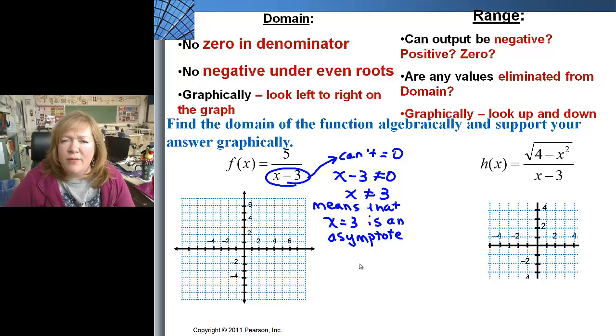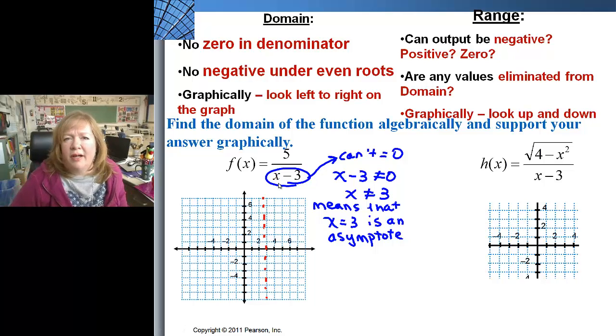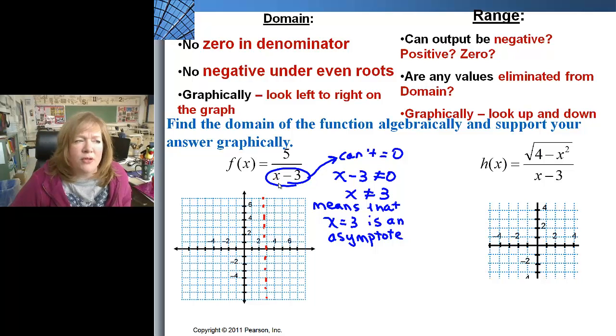So when I have something with an asymptote, I draw the dashed line for it right away. Notice this is a dashed line going down at 3. x equals a number is a vertical line. An asymptote is a line that your graph is going to get closer and closer to without touching. That's going to be the only value that I cannot put in for x. I can put anything else in for x: negative, positive, zero, and so on. I can put all those numbers in.